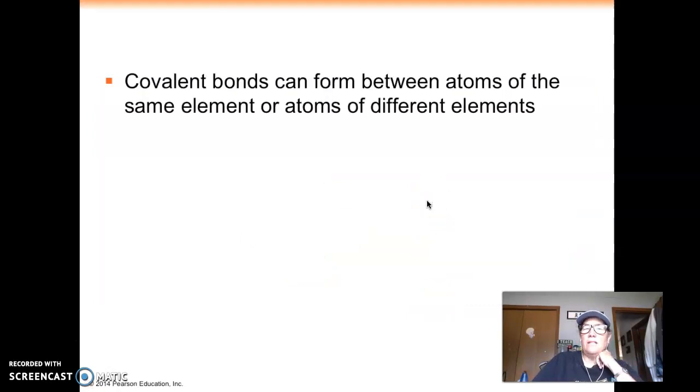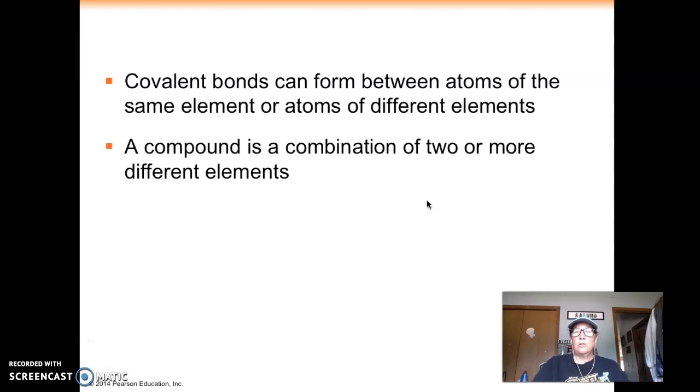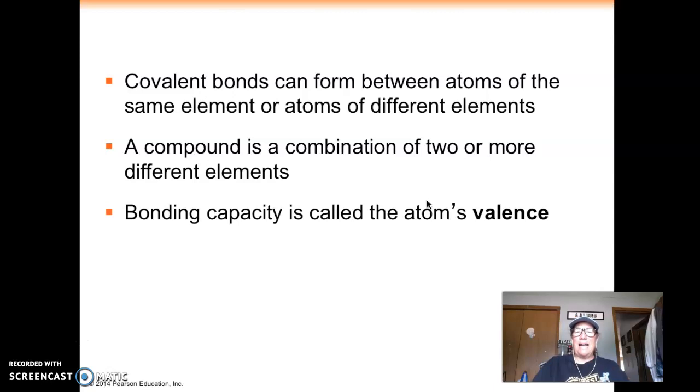Okay, covalent bonds can form between atoms of the same element or different. It doesn't matter. Like 2 oxygen will form together, 2 hydrogen, 2 nitrogen, all the diatomic. But you've got carbon and hydrogen, oxygen and hydrogen, nitrogen, all kinds of different forms. So the compound is a combination of all those elements. And again, the bonding capacity is the atom's valence. But really the bonding capacity, like if you had carbon, which has 4, its bonding capacity is also 4 because it needs 4 more. Nitrogen has 5 electrons around its outside. Its bonding capacity is 3. It needs 3 more.